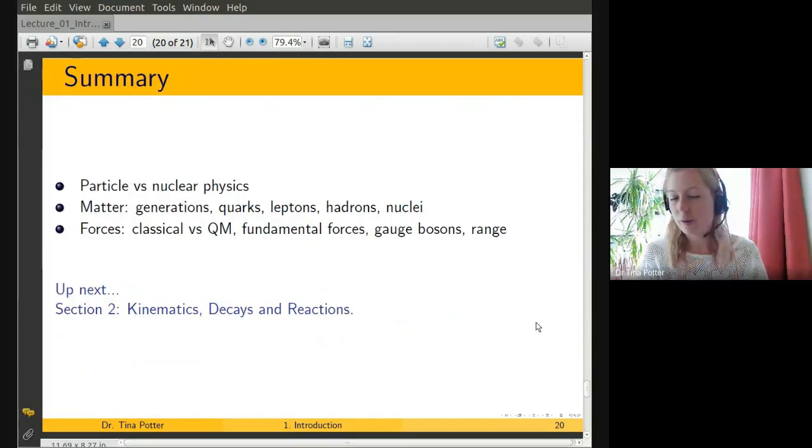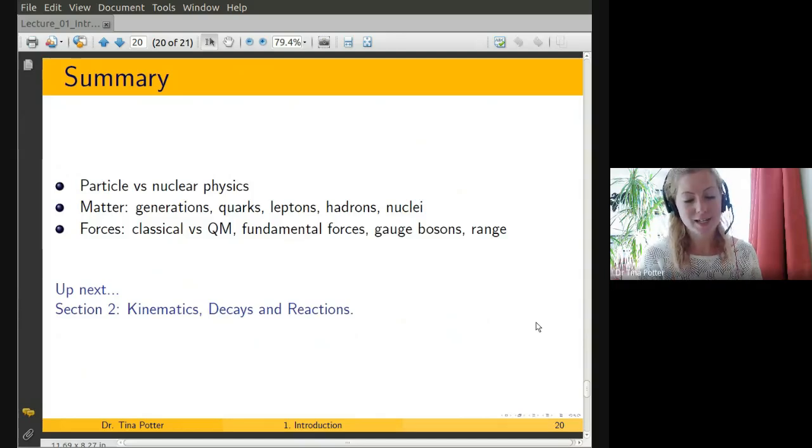Okay, so there's a very basic summary. We will be going into far more interesting detail in the rest of the course. We discussed the differences between particle and nuclear physics. We had a quick look at matter, the different generations. We have quarks and leptons, and then the bound states of hadrons and nuclei as well. And then the forces that interact between them. We had a quick comparison of classical versus quantum mechanics. So we had a look at our 4 fundamental forces and the gauge bosons that are exchanged for each, and how this can or cannot limit the range of those forces.